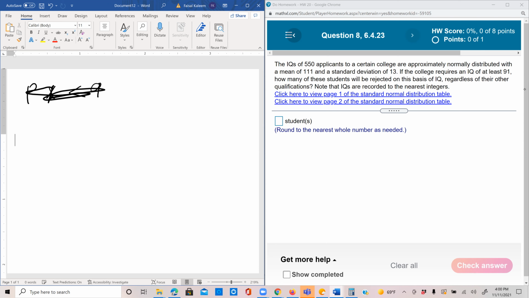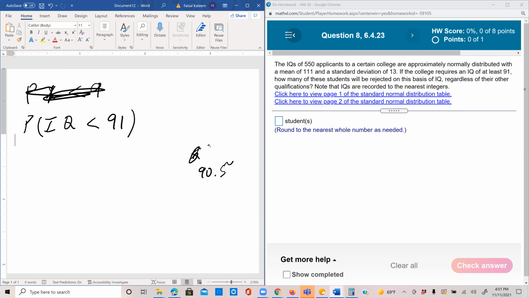Let's just call it IQ. The probability IQ is less than 91 is what we need. Now, they're saying that the IQs are being rounded to integers, but the normal distribution is a continuous distribution. And anytime you have an IQ of less than 86.5, less than 90.5, that's going to be effectively less than 91.